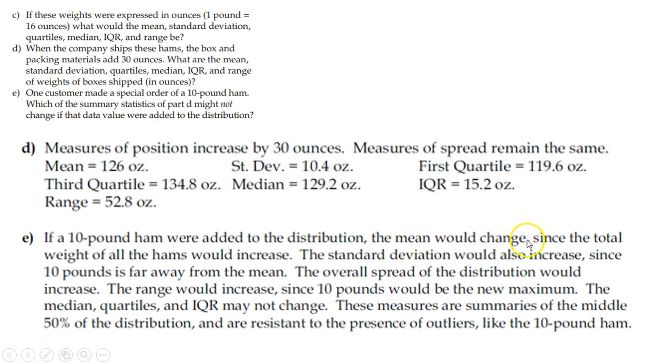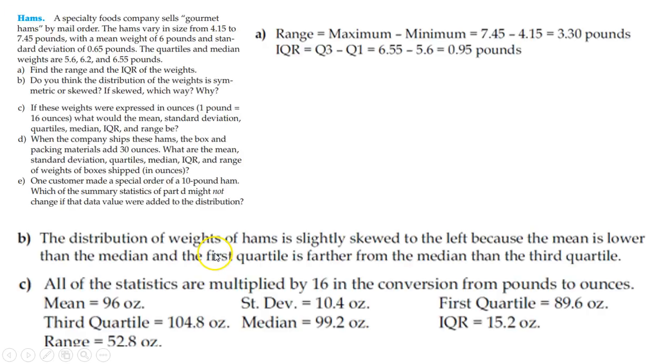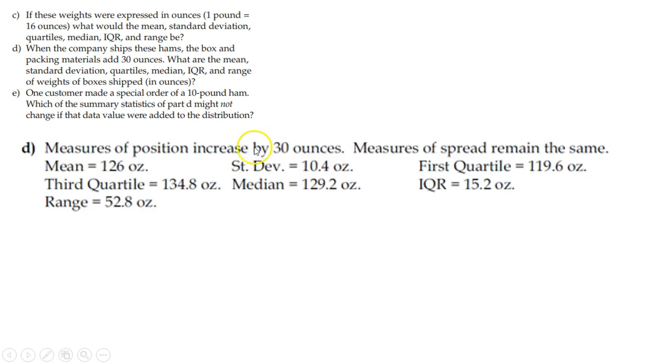The mean would change, because now I'm taking a 10-pound ham and putting it on there. A 10-pound ham would be 160 ounces, so the standard deviation would increase. It's skewing everything farther to the right because that's a pretty hefty weight. As you're looking at this, they're looking at the average pounds. The hams go from 4 to 7 pounds roughly. You're telling me that we're slapping on a 10-pound ham, so that's outside. It's an outlier pulling everything towards the right.